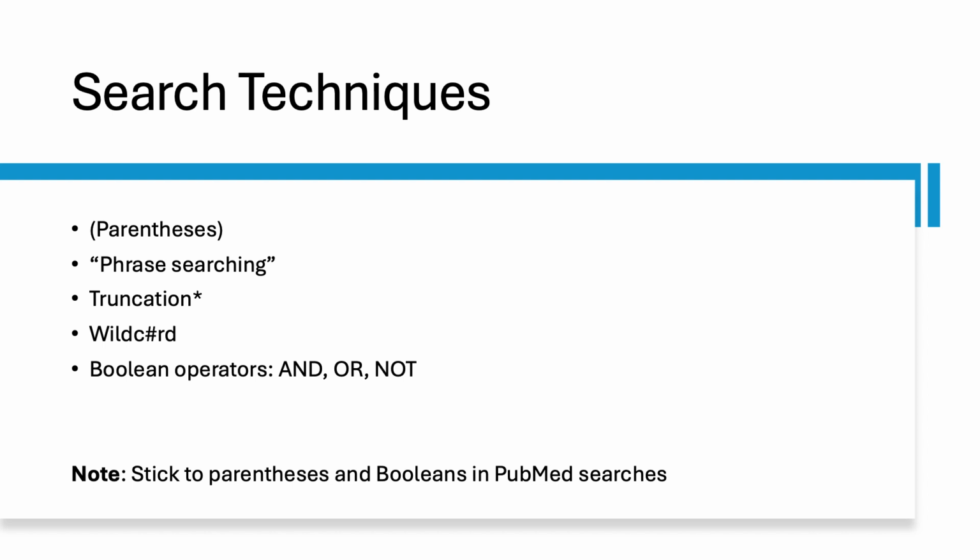Now, of note, different databases use these different search techniques differently. So for the ones that we're focusing on here, CINAHL and PubMed, all of these work well in CINAHL, but because PubMed is a little bit more fancy with how it translates searches and does that automatic term mapping that we talked about already, I recommend that if you're doing a PubMed search, just stick to using the parentheses and the Boolean operators rather than using the quotation marks, truncation, or wildcard features. You can use them in that database. It does work, but it prevents automatic term mapping from happening.